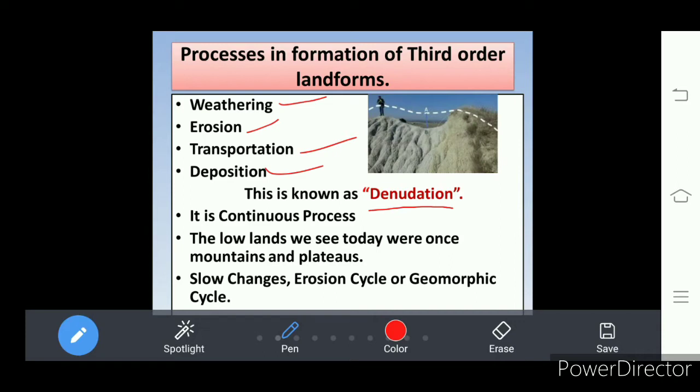And this denudation process is a continuous process. At every moment, we find this denudation process. And this denudation process is also called the erosion cycle or geomorphic cycle. Here, in the denudation process, we find the leveling of the landforms.